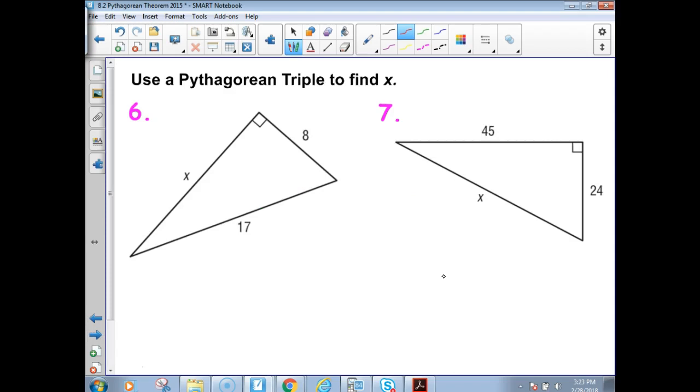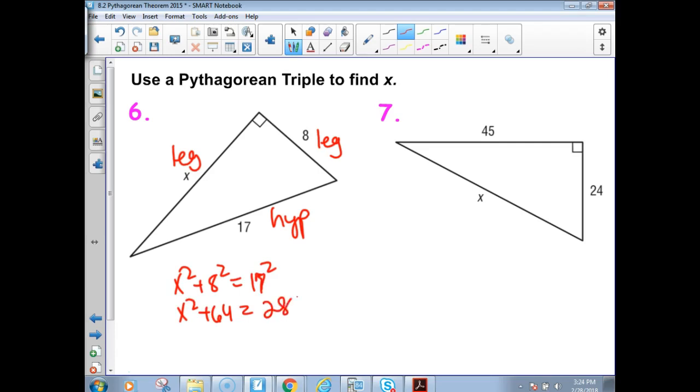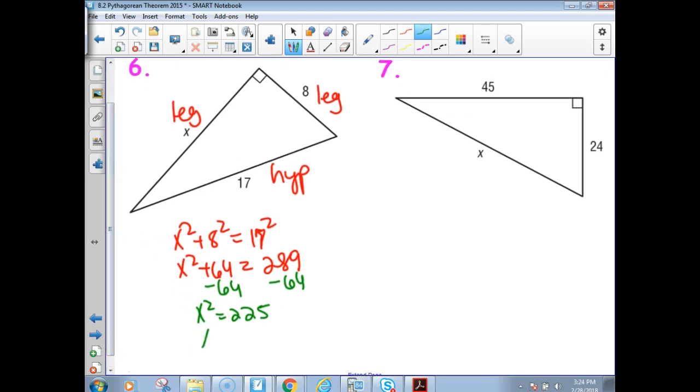Number 6, use Pythagorean triples. You guys don't know these by heart, Pythagorean triples. We're just going to use leg squared plus leg squared equals hypotenuse squared. So x squared plus 8 squared equals 17 squared. X squared plus 64 equals 289. Subtract 64. X squared is 225. Then take the square root of 225, and you should be getting 15.